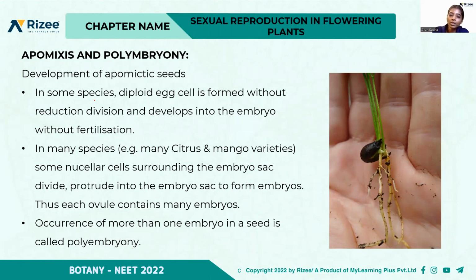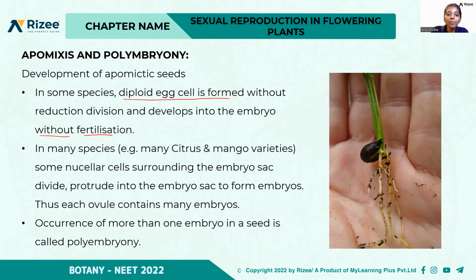In some species, a diploid egg cell is formed without reduction division and it develops into an embryo without fertilization. So there is no fertilization, but what is happening? There occurs a formation of a diploid egg cell without fertilization. The egg cell is formed without reduction and that develops into one embryo. So that is called apomixis, right?